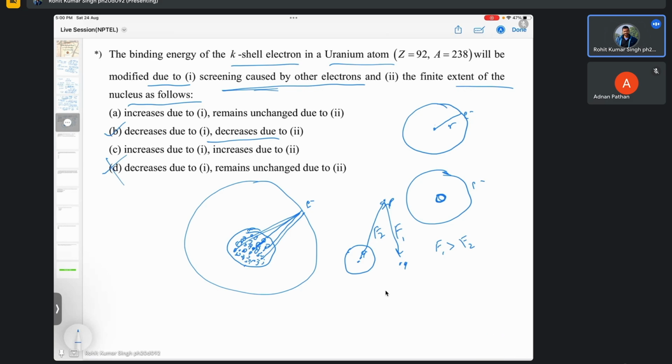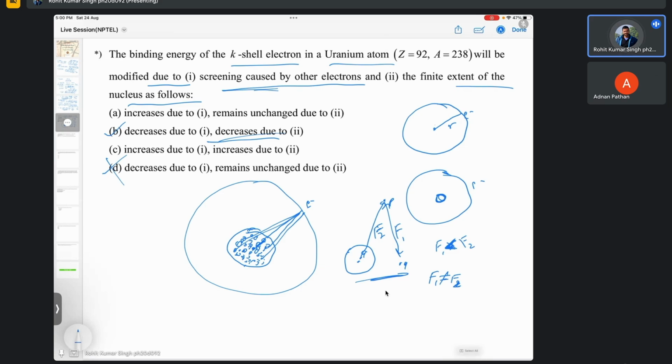Let me see. It should just remain unchanged because, if the nucleus... no, it won't remain. So I think this is what happened. I don't remember exactly, but one of them is greater than the other one. That is true. So that's why maybe it decreases. It is not equal, F1 is not equal to F2. One of them is greater than the other.